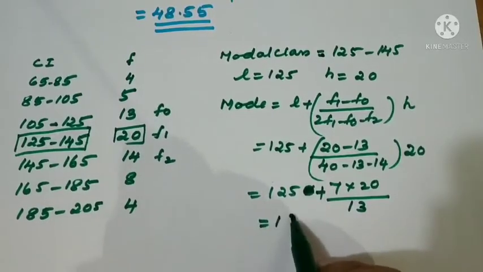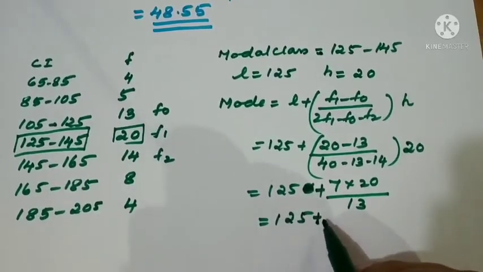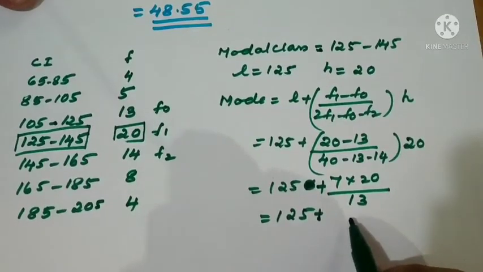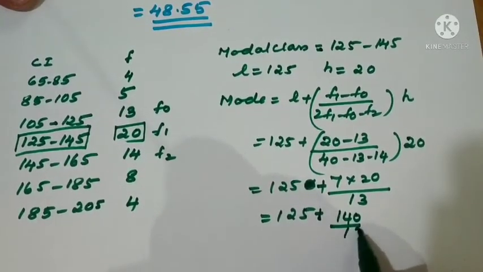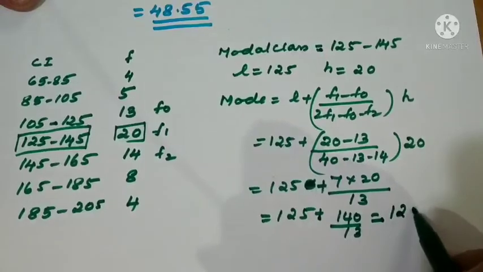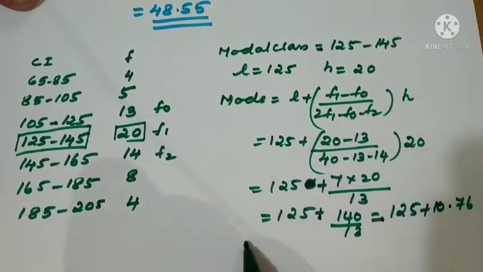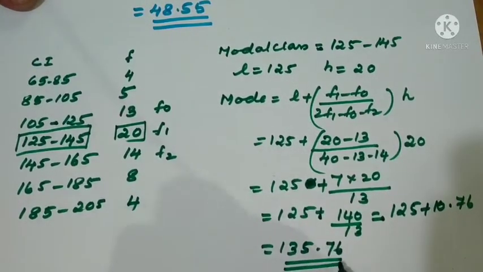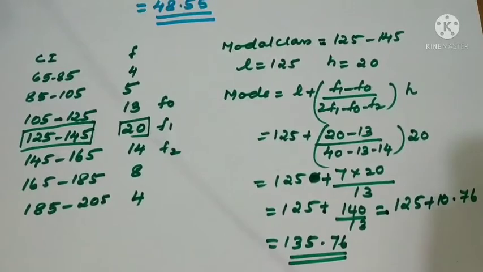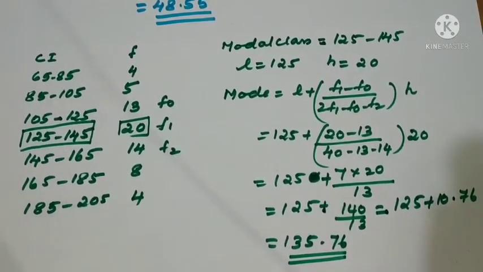So 125 plus 140 divided by 13, which is almost 125 plus 10.76, that is equal to 135.76, approximately 136 only. So when the formula is applied, this will be the answer. So no one should take tension. Empirical formula also you can use. There is a slight variation in the value depending upon the formula.